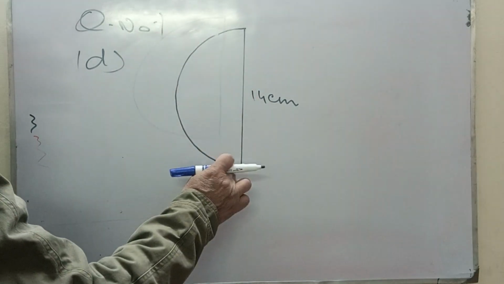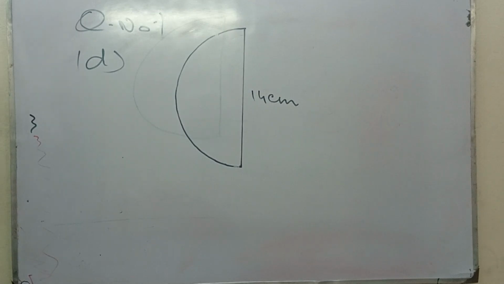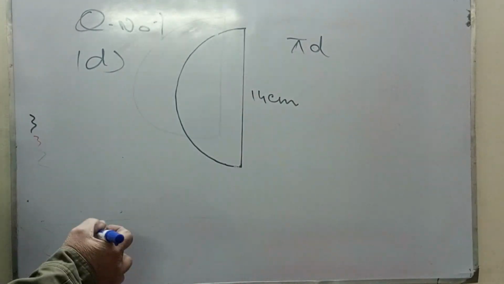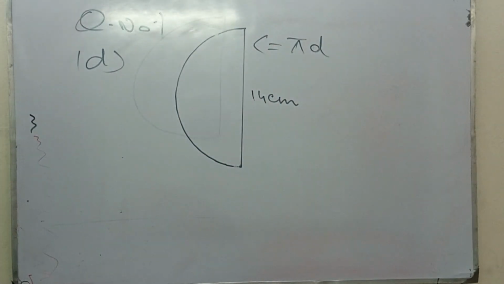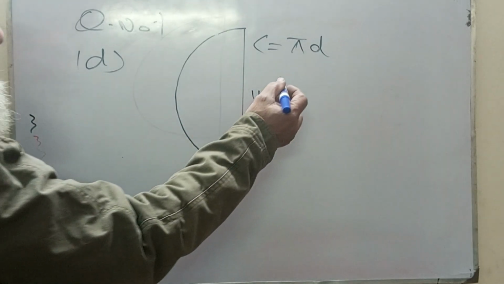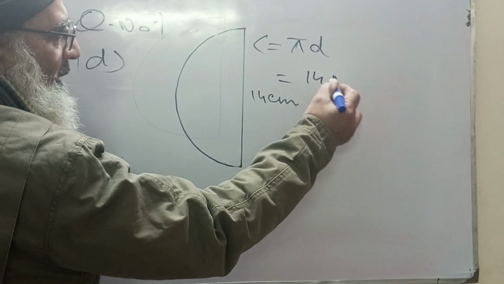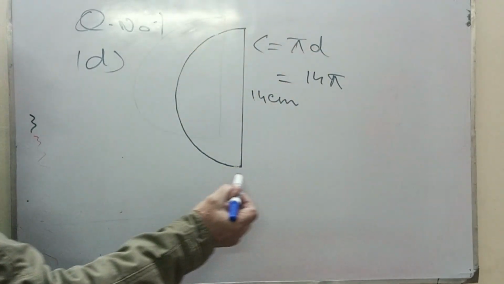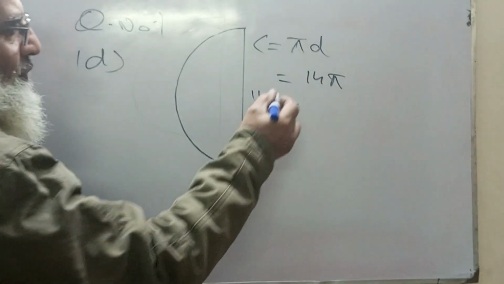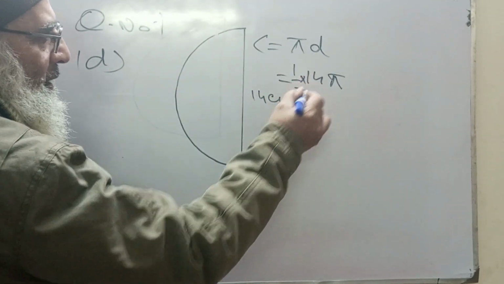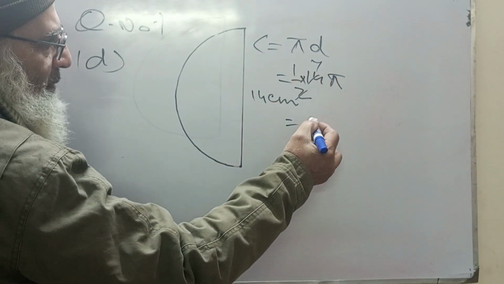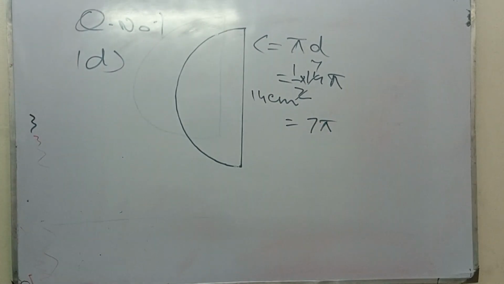Since this is a half circle, the answer will be half. The circumference is pi d. C is equal to pi d, and d is given, and that will become 14 pi. But this is for the full circle. Since it is a half circle, we have to multiply it with half. So it will become 7 pi. The answer is 7 pi.